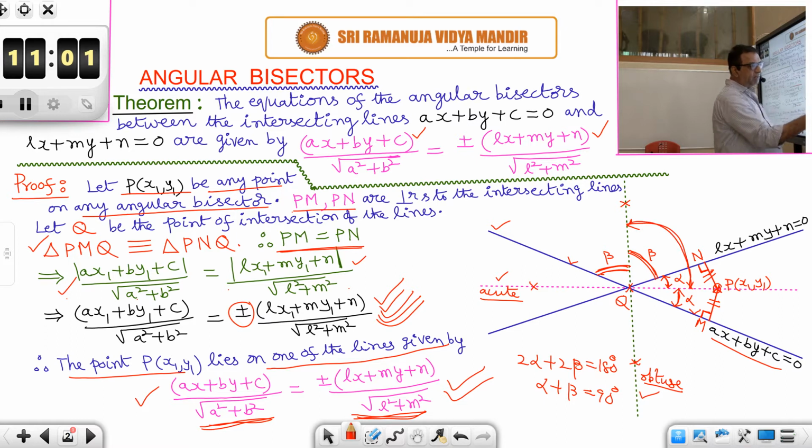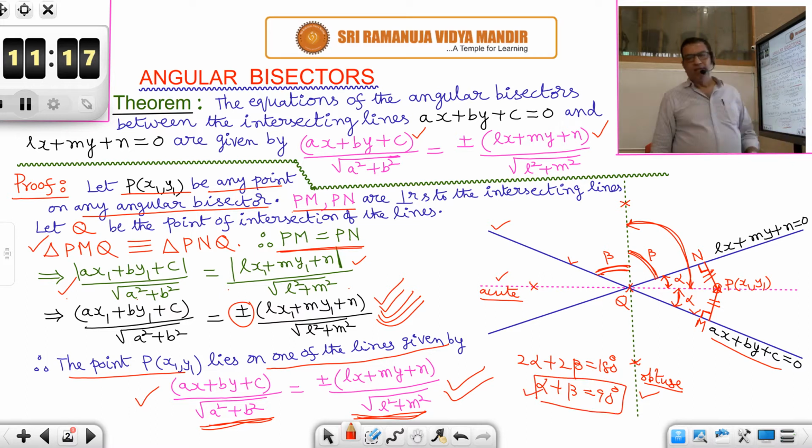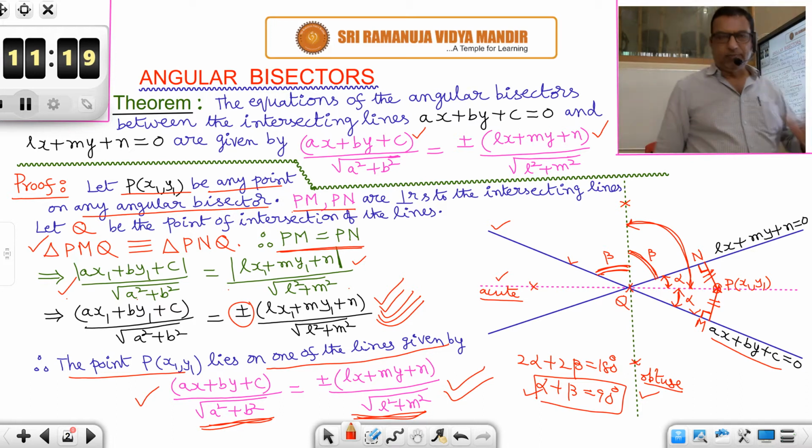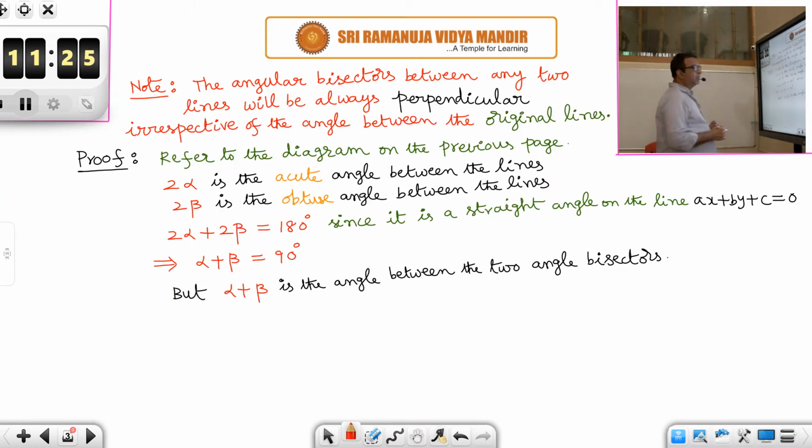So, alpha plus beta is nothing but, from the diagram you can clearly see that it is the angle between the dotted lines, pink dotted line and green dotted line, which are nothing but the angular bisectors. So, the angle between the angular bisectors is 90 degrees. That means angular bisectors are always perpendicular to each other. So, that is what I have proved on the next page. Let us go to the next page.